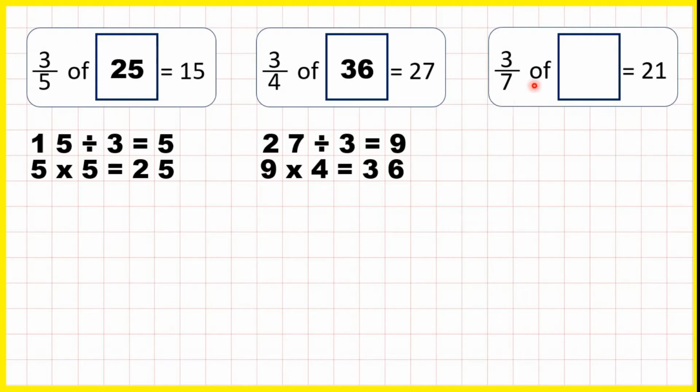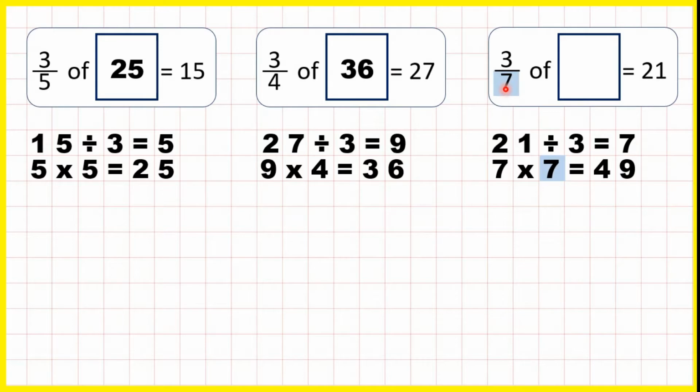Now 3/7 of what is 21? We can start by dividing 21 by 3, so dividing by the numerator, that gives us 7. Then we can take that 7 and multiply it by the 7 that's in the denominator. 7 times 7 is 49, so that's our missing number.